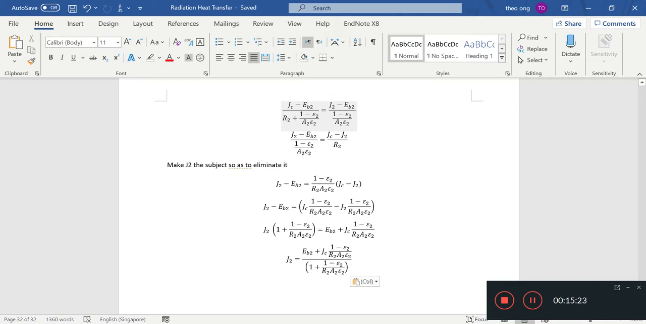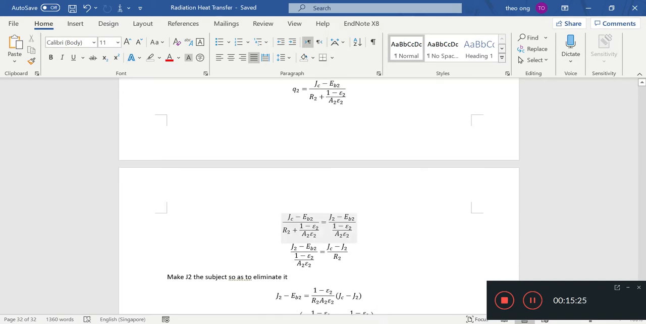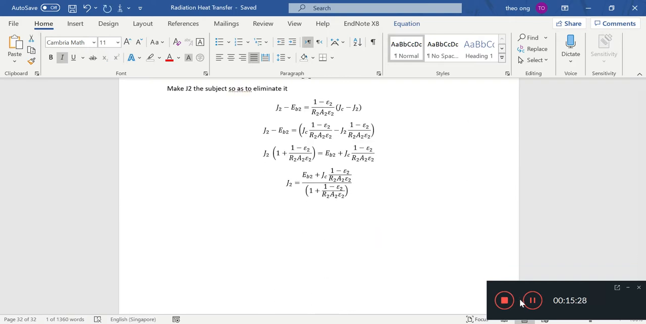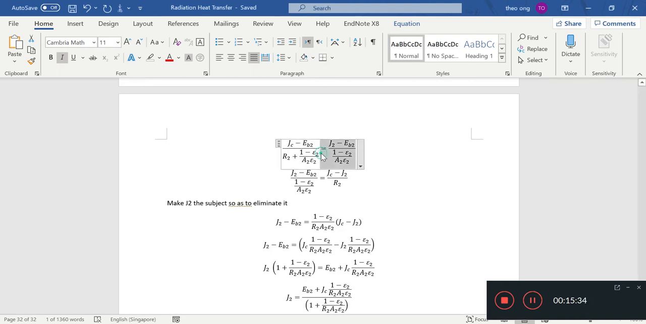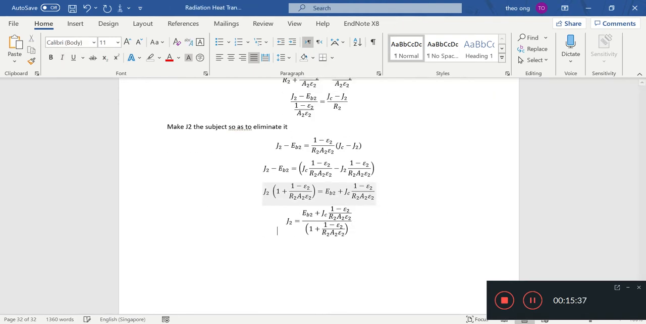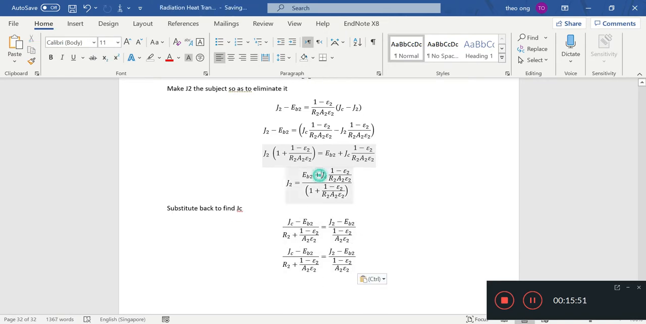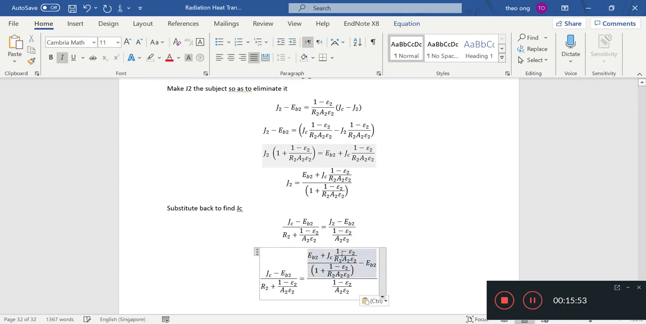So with Word, you can do all these copy and paste tricks pretty quickly, which is pretty convenient. And now we can substitute this back into this equation. Substitute back to find JC. So with J2, we can just copy and paste everything here, and it's going to get rather messy and pretty unsightly, but unfortunately that's what we have to live with.